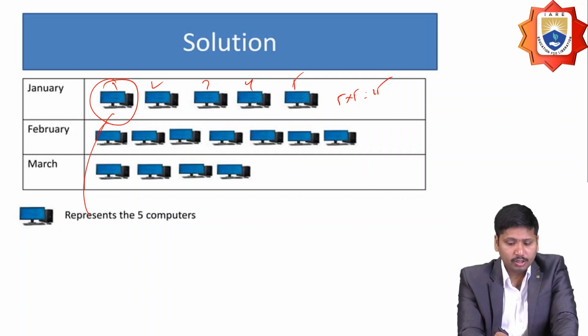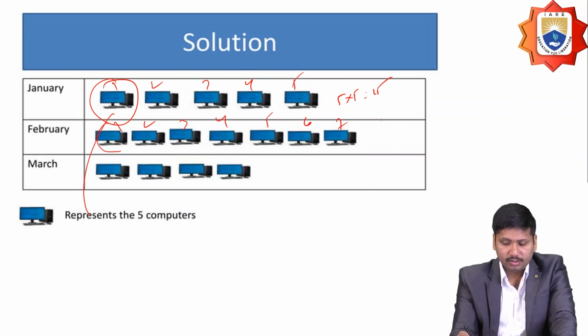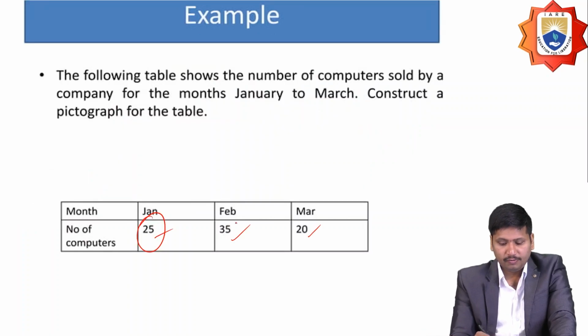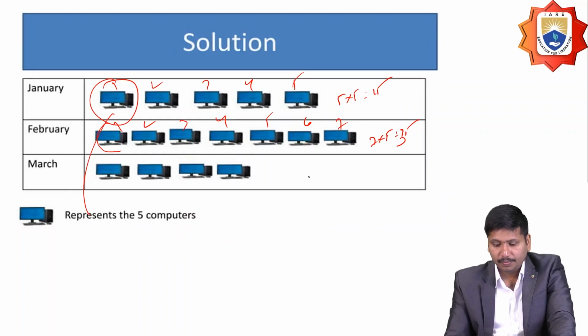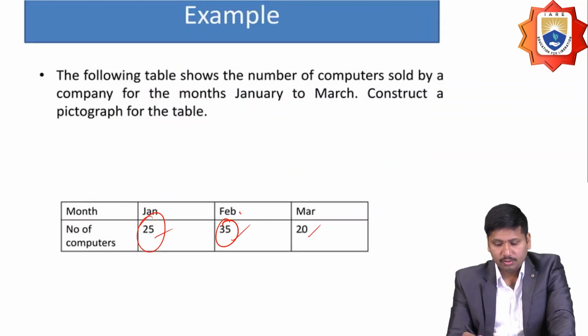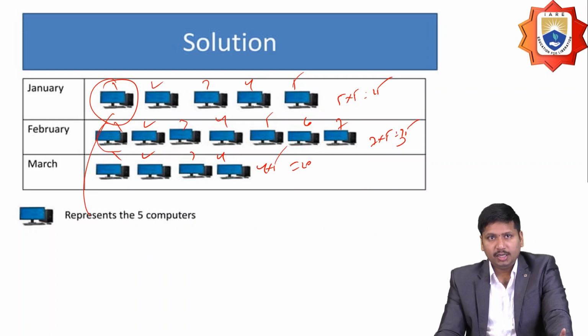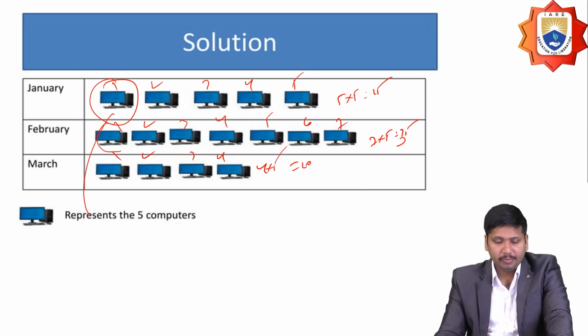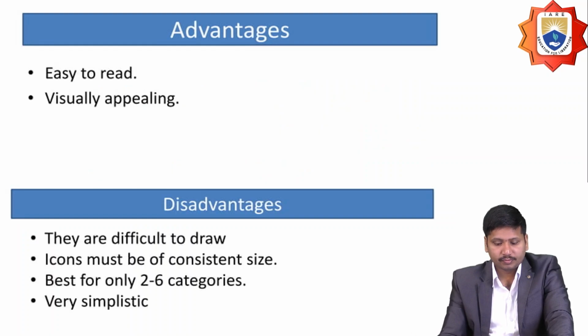And if I get February, so 1, 2, 3, 4, 5, 6, 7. So 7 into 5 is 35. That means 35 are sold in February. And next, March, so 20. So 20 are sold in March. So instead of representing a single diagram, if the values are going to be more, at that time also I can use this in order to represent that.